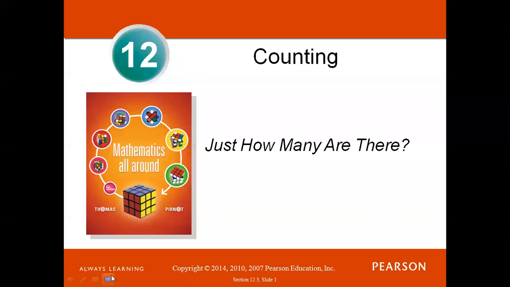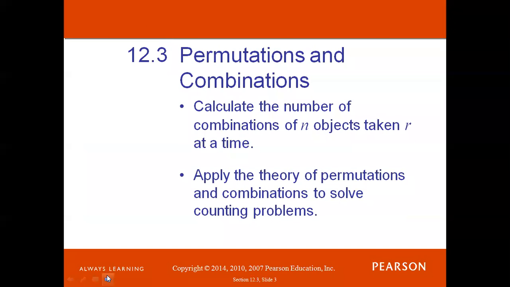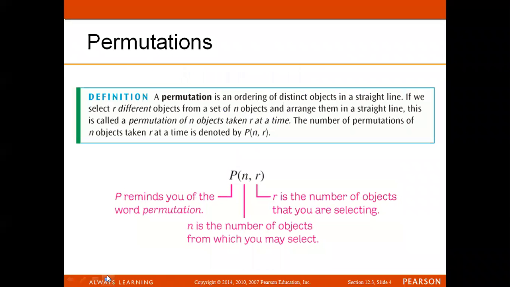All right, let's take a look at section 12.3, Permutations and Combinations. In this section, we want to calculate the number of permutations of n objects taken r at a time and use the factorial notation to represent a number of permutations of a set of objects. Calculate the number of combinations of n objects taken r at a time and apply the theory of permutations and combinations to solve counting problems.